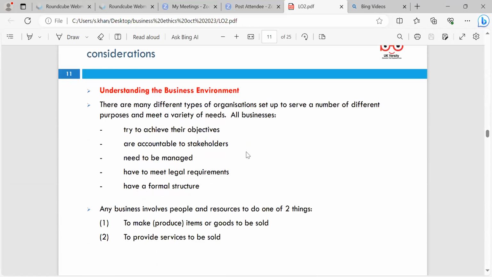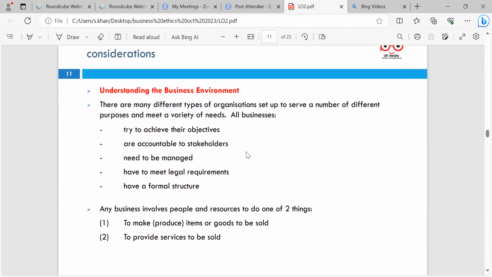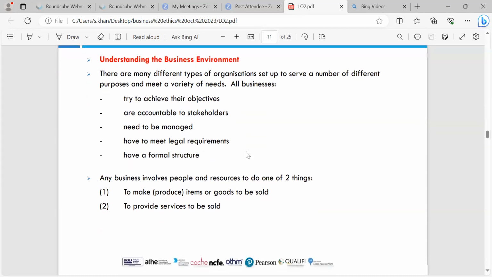So now we're going on to 2.1, which is to explain how business objectives are affected by ethical considerations. So understanding the business environment, there are many different types of organizations that are set up to serve a number of different purposes and meet a variety of different needs. All businesses try to achieve their objectives, are accountable to stakeholders, need to be managed, and need to meet the legal requirements and have a formal structure. Any business involves people and resources to do one of two things: to make or produce items or goods to be sold, and to provide services to be sold.